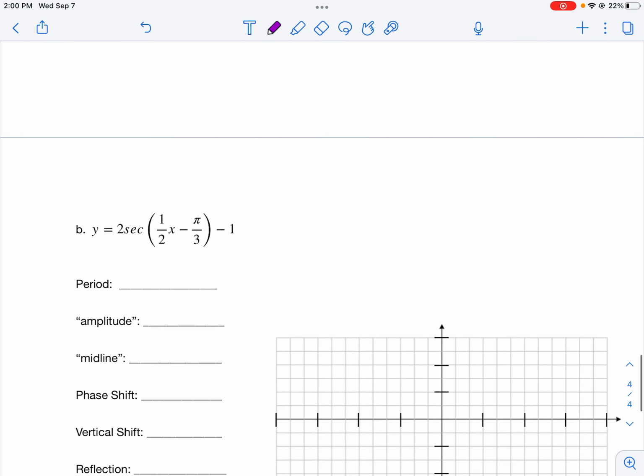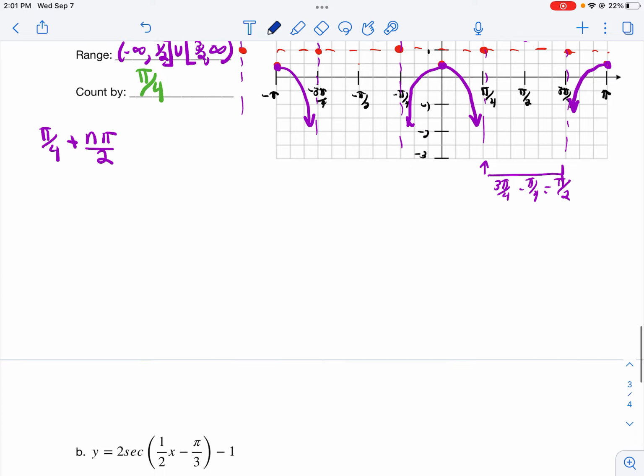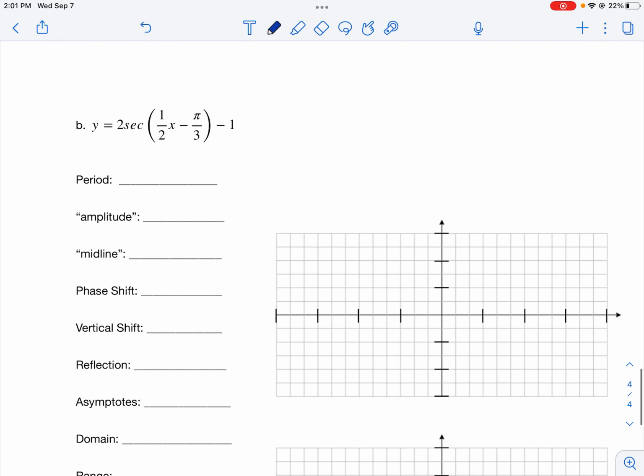So let's do one more. Let's graph a secant function. I got started with blue. Okay, so first I need to write this in transformation form. So I need to factor that 1/2 out. And when I factor the 1/2 out, and dealing with that negative 1/3, I get negative 2 pi over 3, because 1/2 times 2 pi, the 2's cancel out and I get pi over 3. Okay, and then I still have minus 1.